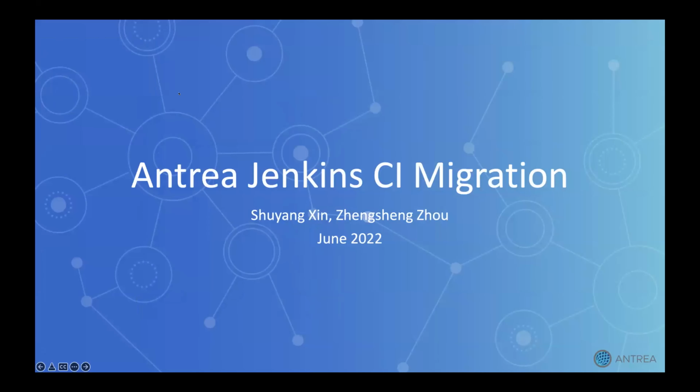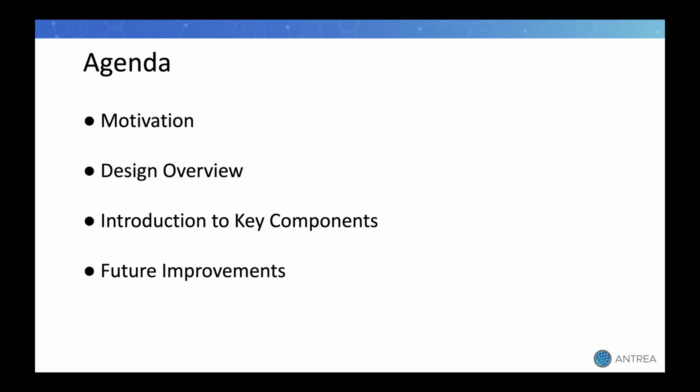Okay, thanks. Hello, everyone. My name is Shu Yang, and today Zhengshen and I will share an introduction of our Jenkins CI migration from the public cloud to the Antrea private lab. For the agenda, I will introduce the motivation of the CI migration project and then move to the design overview. And we will introduce each key component in our CI pipeline. The future improvements will also be covered in today's topic.